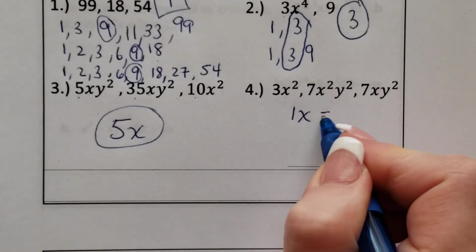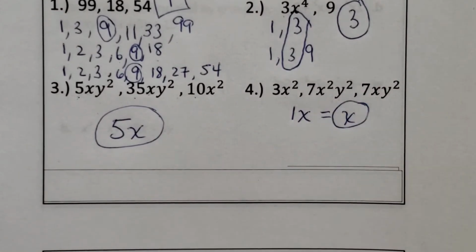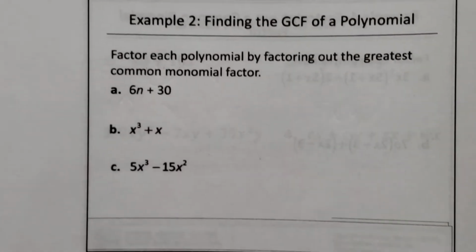Well, what is 1 times x? It's just x. So in ALEKS, if you typed 1x, it'll tell you your answer is not simplified.